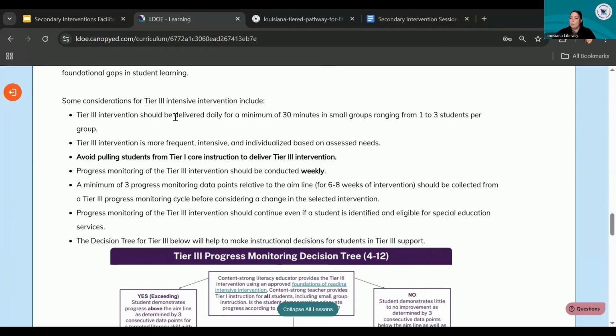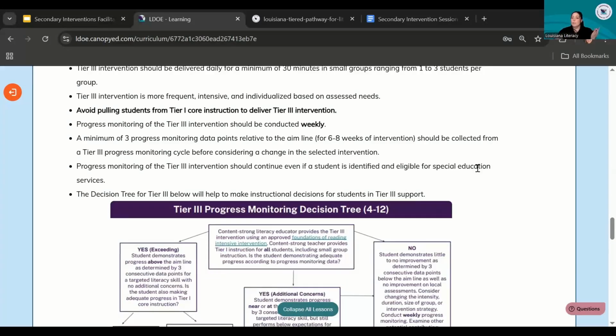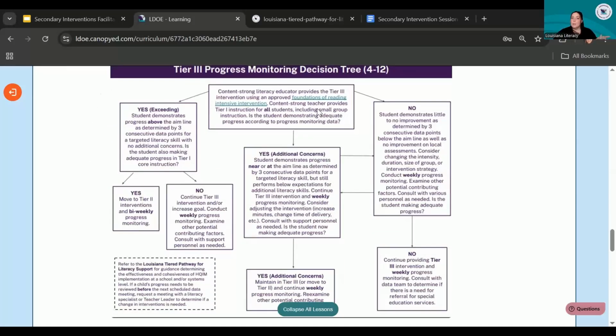The progress monitoring happens much more frequently in tier 3. It should be happening weekly with these students. And then you should have, again, a minimum of 3 progress monitoring data points relative to the aim line over 6 to 8 weeks of intervention collected before you decide to change something within their intervention. And progress monitoring of the tier 3 intervention should continue even if a student is identified or eligible for special education services.